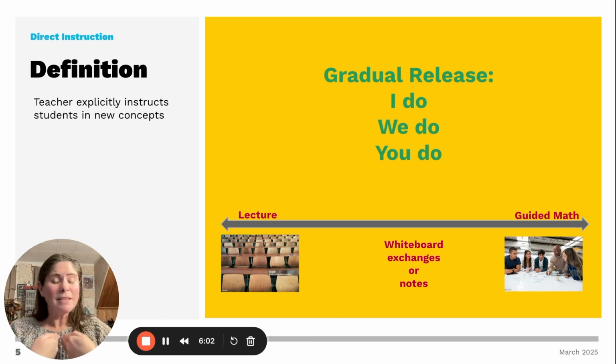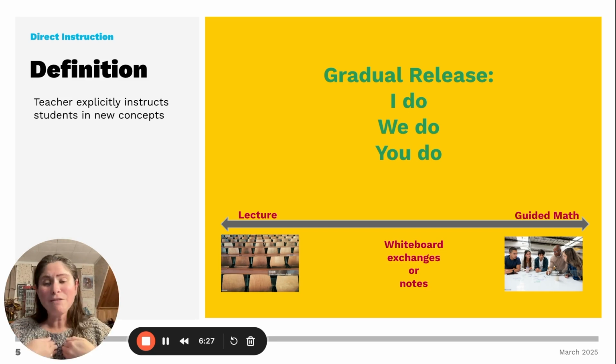First, the teacher, I do it. I tell you what we're working on for the day, I give you a model. Then we, as a group of learners, practice it a few times together. Maybe we do a whiteboard exchange. Maybe I have students coming up to my board and adding things to it. Maybe I'm just calling on students, hey, what do I do next? And we're solving the problem as a whole group.